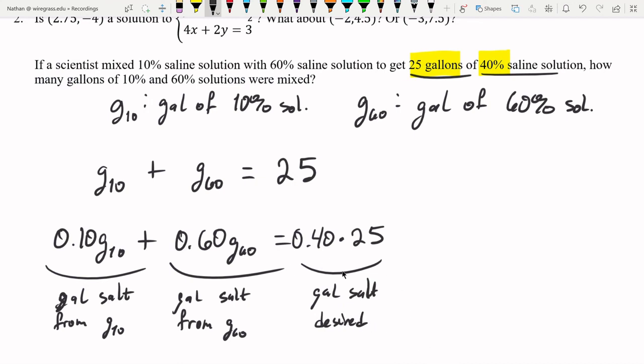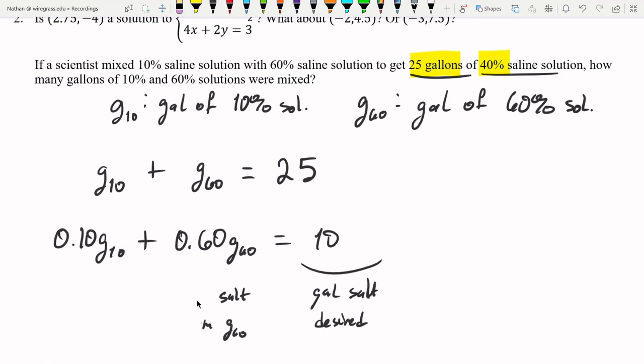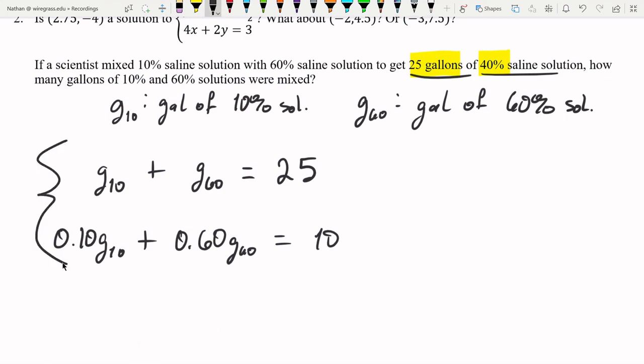But of course, 40% times 25, that we can actually calculate. That's going to be 10. And this, you can see, get rid of all this information. This is a system of two equations. We have two variables. We can solve for an exact quantity for each of the variables.